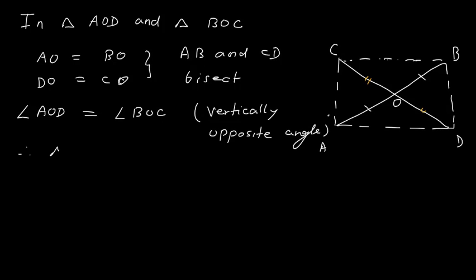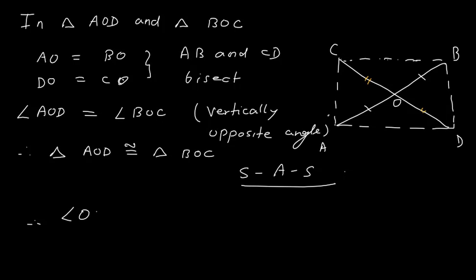So therefore, you have triangle AOD congruent to triangle BOC. The reason is side angle side criteria. Therefore, corresponding parts, that is angle OAD is equal to angle OBC. This is corresponding part of congruent triangle. So this angle OAD is equal to this angle OBC.